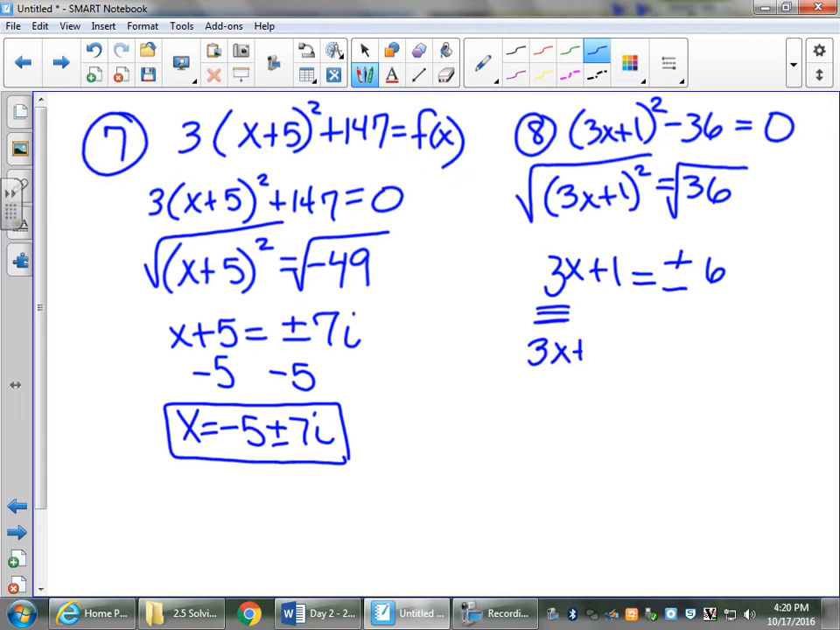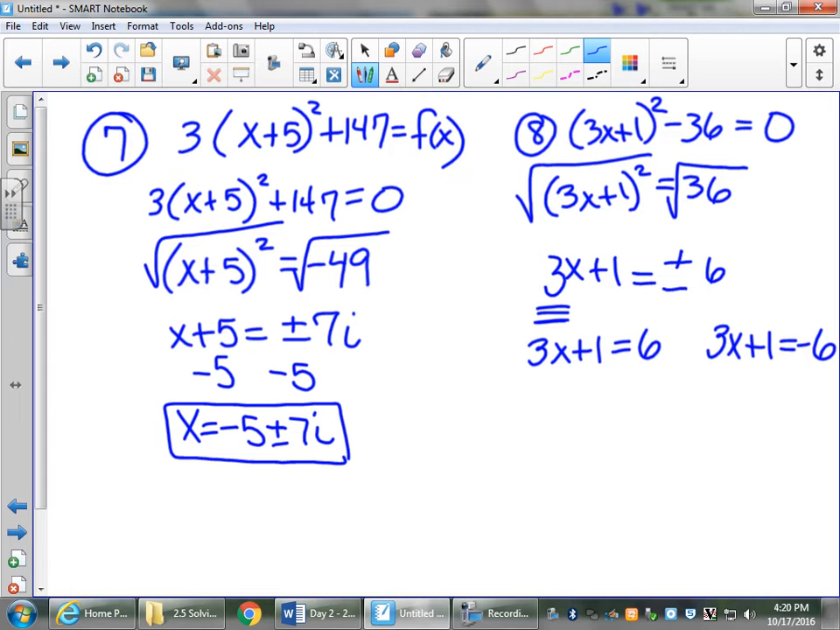So one equation would be 3x plus 1 equals positive 6, and the other would be 3x plus 1 equals negative 6. You're just separating the plus or minus 6. You could technically do this for all examples. I think it's really only necessary, though, if the coefficient of x wasn't a 1. And if you notice in the parentheses, it was a 3.